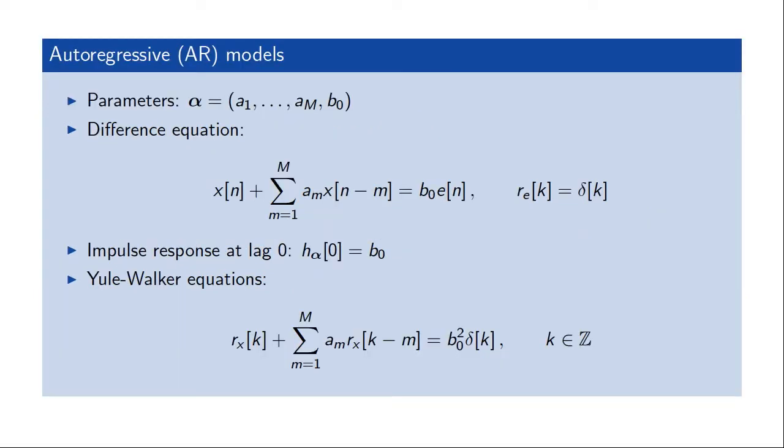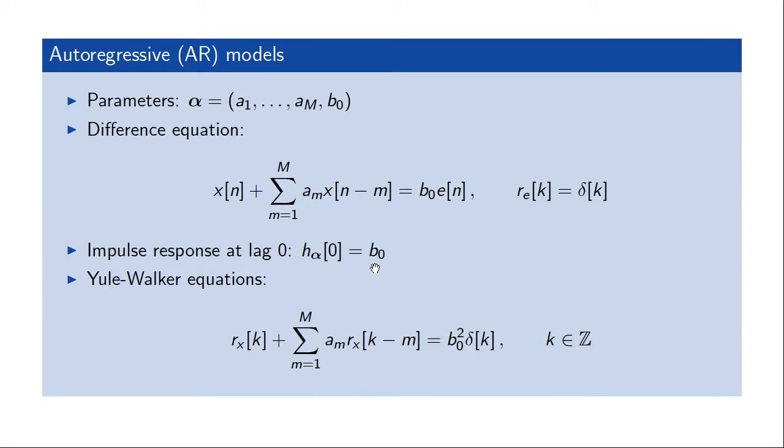In the autoregressive model, the parameters are given by the feedback parameters A1 to AM and the feed-forward gain B0. We can simplify the difference equations for the general ARMA model to the AR-specific case, and we would get the following model, where En would be the driving noise, which we again assume is white. One can show that at time lag 0, the first coefficient of the impulse response will be identically equal to this B0.